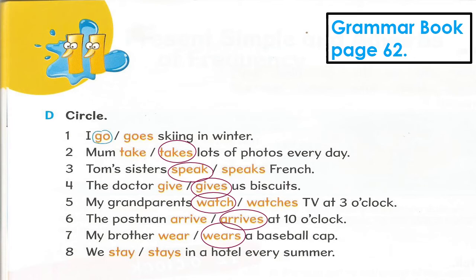Number 8. We stay or stays in the hotel every summer. Every is a guiding word that refers to present simple tense. Okay? And this action happens regularly. So, we refers to singular or plural? Plural. Shall I put S? No. So, I will choose stay, not stays. So, the answer will be stay in a hotel every summer.